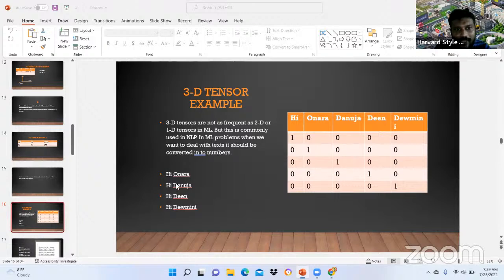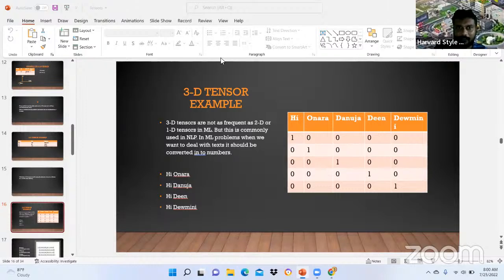Then you want to take Hi Danuja also. Then Hi is this array, Danuja means this array. What is that? A 2D array. Below that, another 2D array. What is a 2D array, guys? You know that a 1D array is a vector. A 2D array is a matrix, isn't it? Now it is a collection of matrices. That means what is this? A 3D tensor. We'll see.